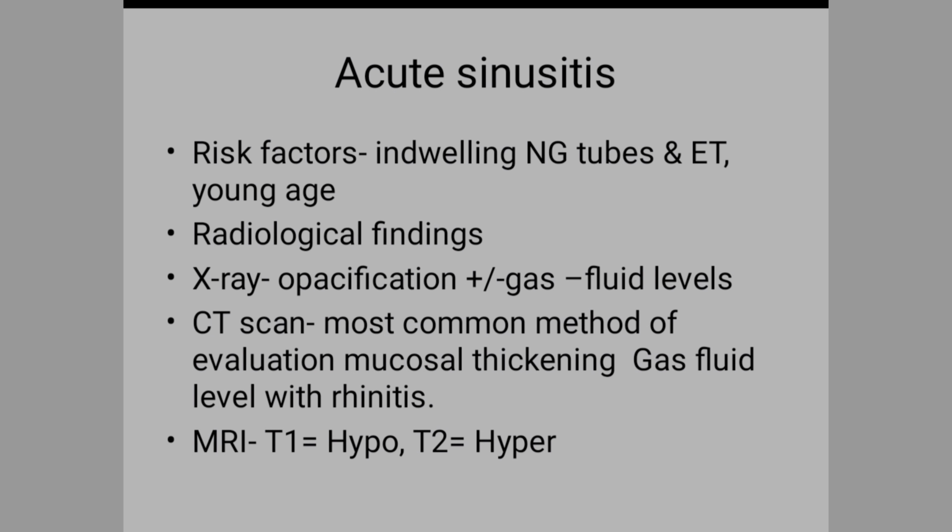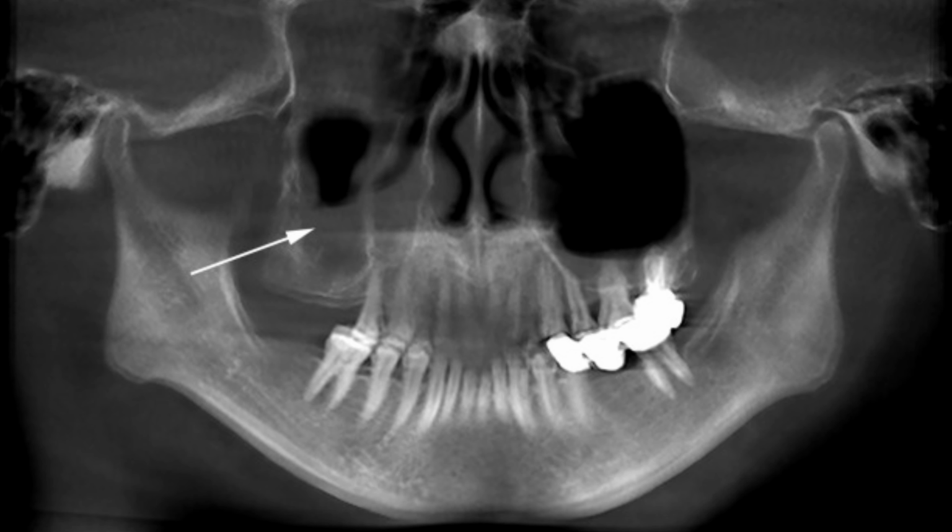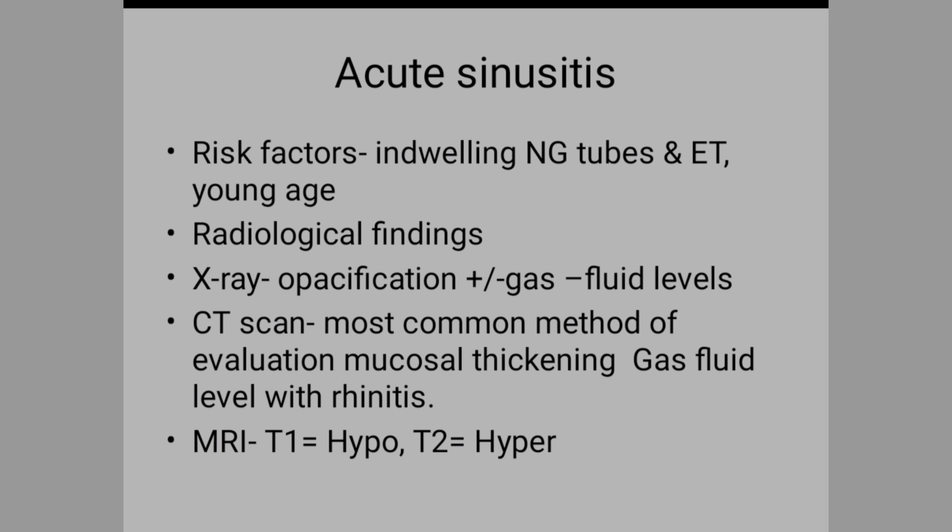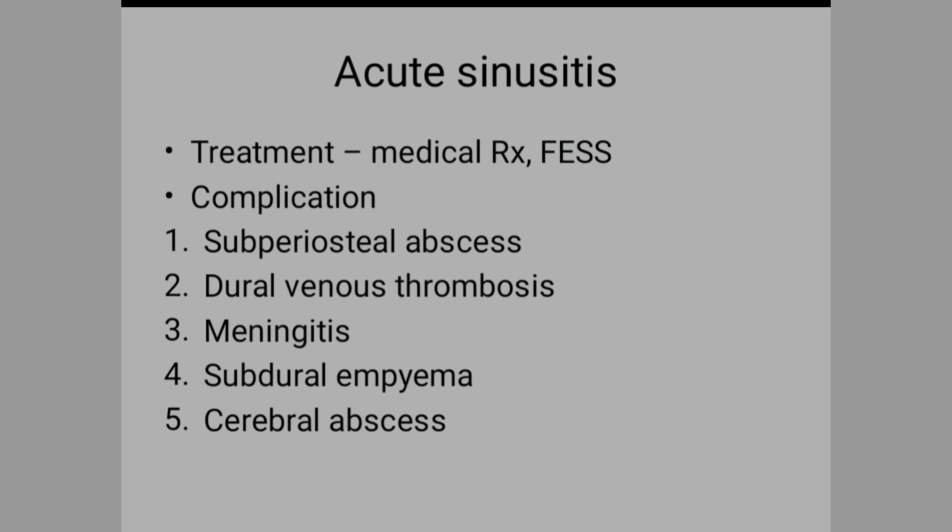How do we diagnose acute sinusitis? We diagnose it using the following. 1. X-ray image, seeing opacification in the sinus cavity due to fluid accumulation with or without gas, and fluid levels. 2. CT scan image, which is the most common method for evaluation of mucosal thickening, and gas fluid level with rhinitis. 3. Magnetic resonance imaging: T1 image appears hypodense and T2 image appears hyperdense.